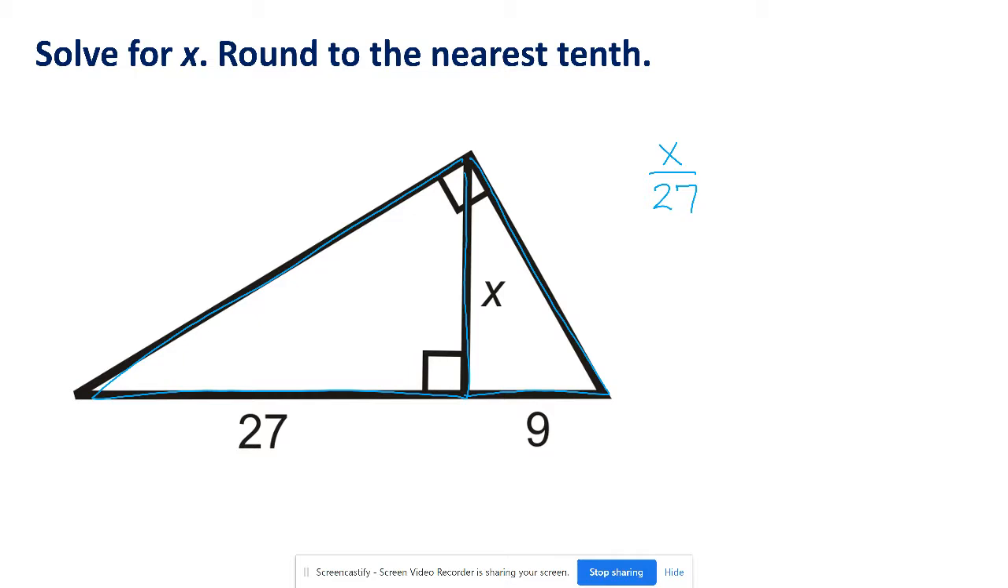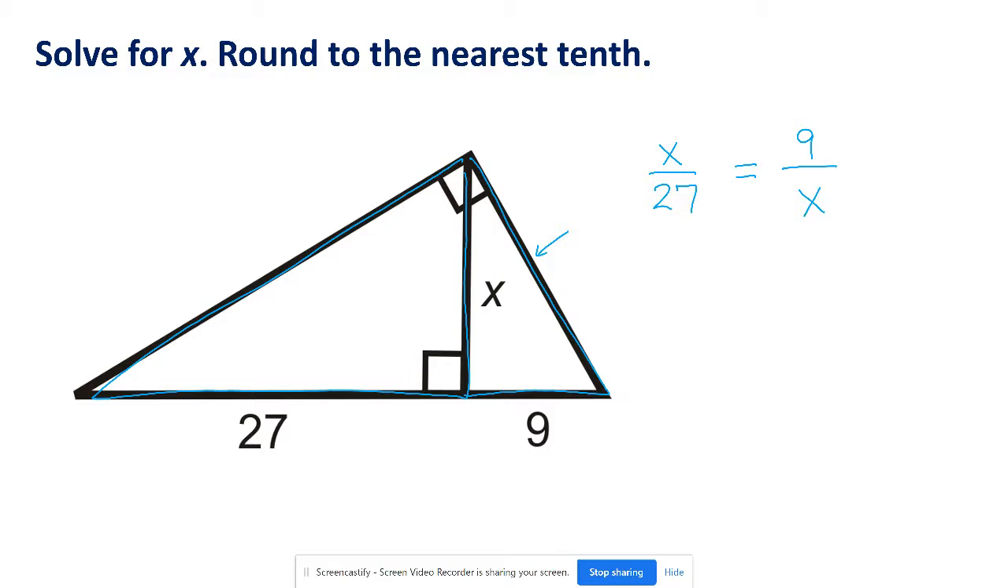Now we're going to make a fraction with the triangle over here on the right. So here on the right, the short leg is 9. The longer leg is x. So this is very similar to things we've done already. It's just the two triangles are like right up against each other. So we have x over 27 equals 9 over x.